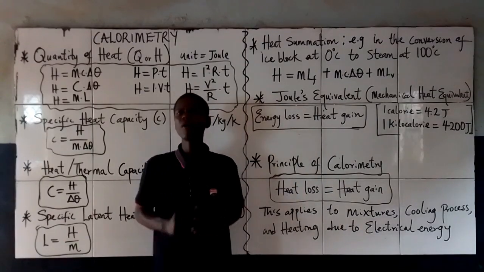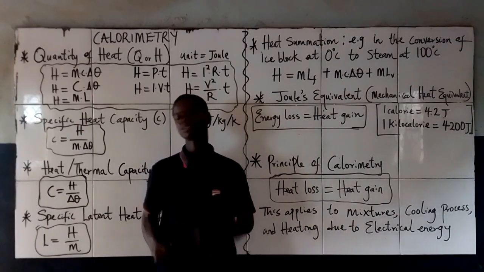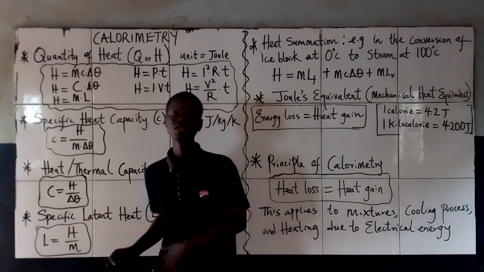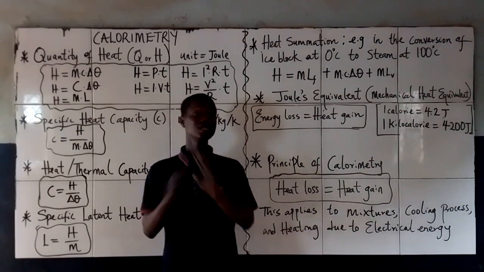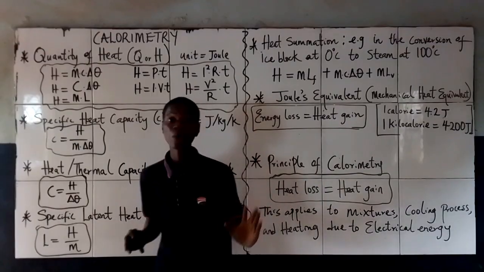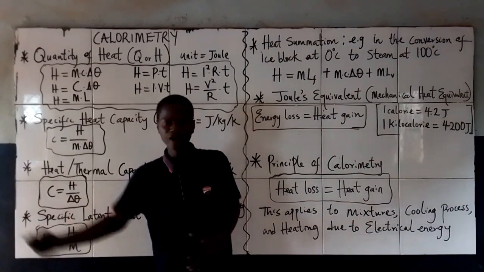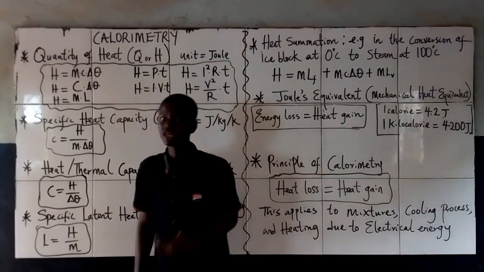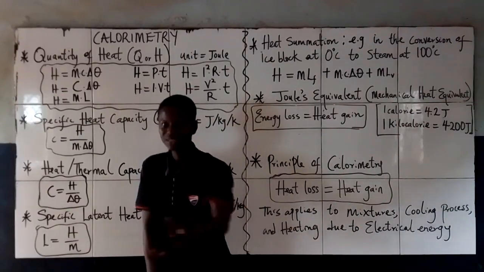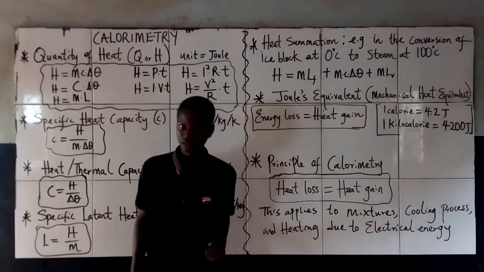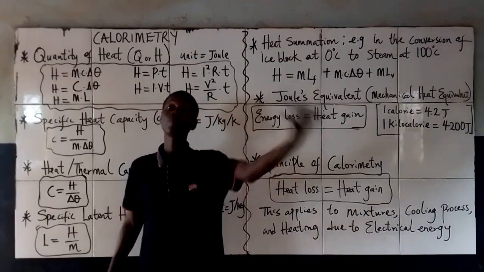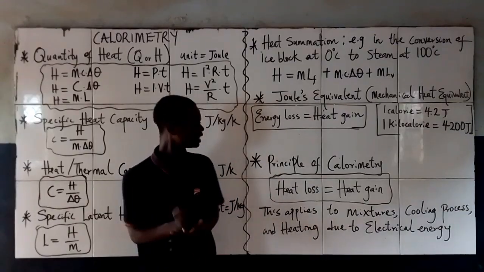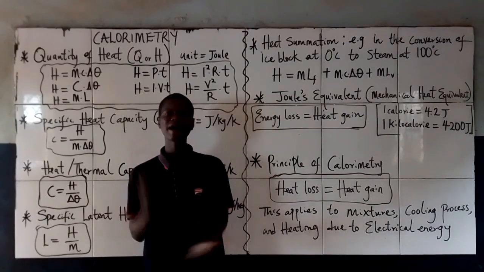A second scenario this applies to is the cooling process. When your body is hot, let's say you have exercised, you ran a race and your body is hot, would you naturally prefer to be in a cold environment or a hot environment? The answer is a cold environment. Do you know why? Whenever you're in an environment colder than your body's temperature, you tend to lose heat to the environment. So you will be losing heat, the environment will be gaining heat. And that is the principle of calorimetry. Is it not? Good.